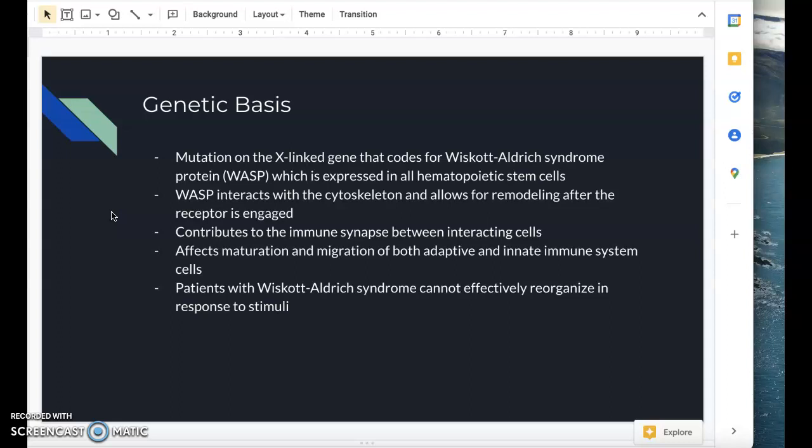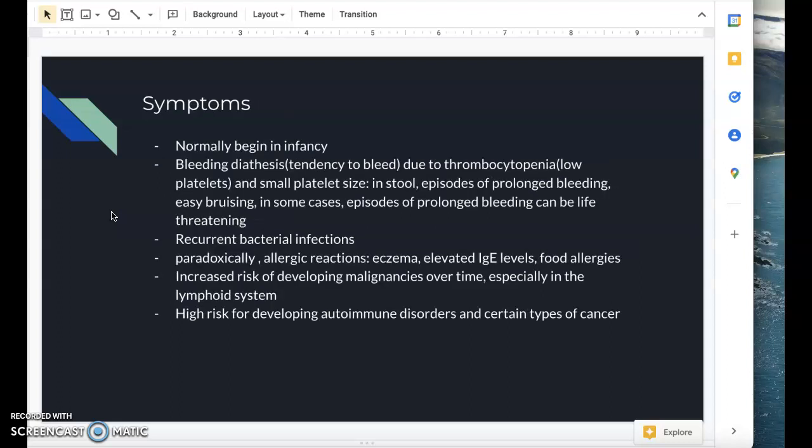Patients with this syndrome cannot effectively reorganize in response to stimuli, so they are unable to protect the body from infection. For symptoms, they normally begin in infancy. There's bleeding diathesis, which is the tendency to bleed due to thrombocytopenia, which is a low platelet count, and they also have a small platelet size. This bleeding can occur in stool. It causes them to be easily bruised. They can have episodes of prolonged bleeding, and in some cases, these episodes can be life-threatening.